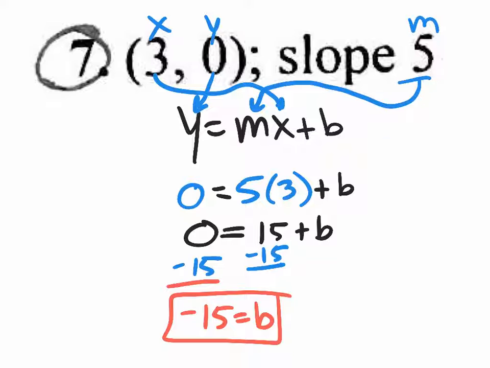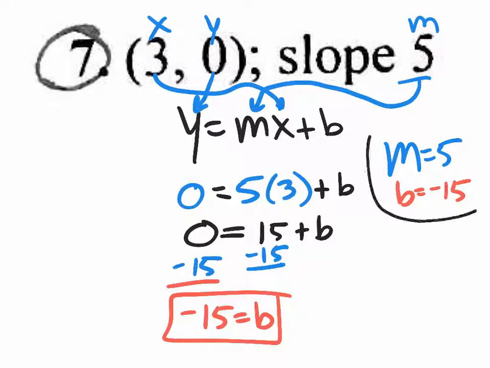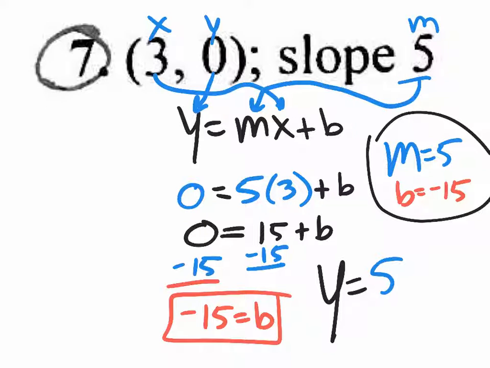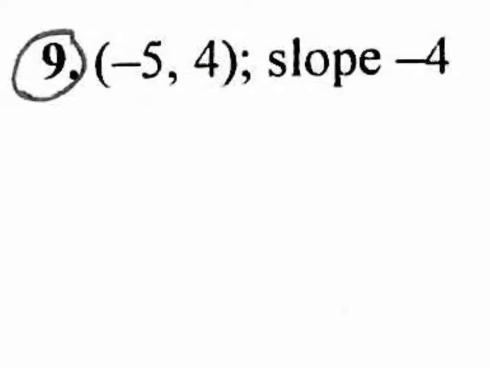You need two things to write an equation. If you know that your slope is 5 and that your b is negative 15, now you're able to write your slope-intercept form equation y equals mx plus b. You could put plus negative 15, but any multiple choice test is going to have it written as minus 15 instead of plus negative 15. Let's try another. Jump into number 9.